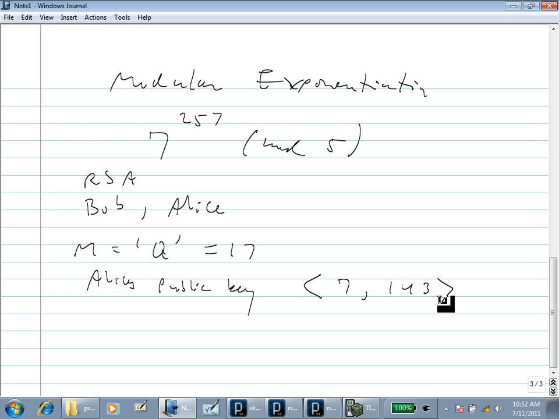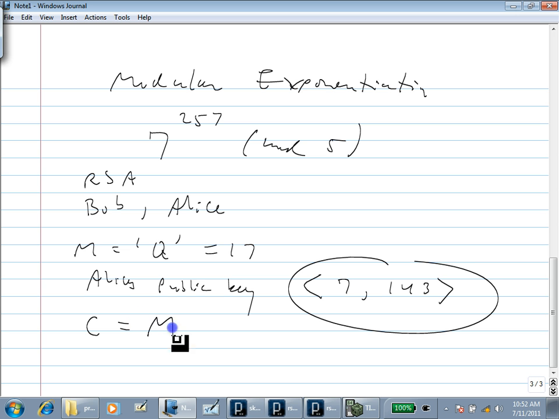What you do with this 7, 143 is this. The way you use the public key is, C is what we call the encrypted text, or ciphertext. C is equal to the message raised to E, where the first number is known as E for encryption number, and the second number is known as N. So the way you encrypt is you raise the initial message to the E power and then mod it by N.